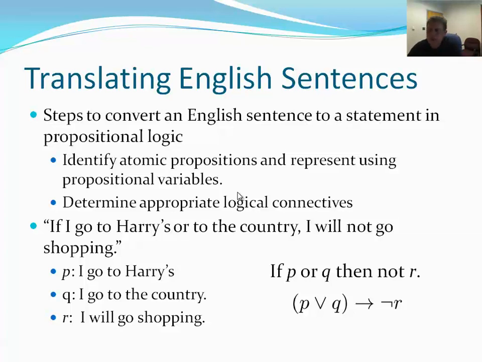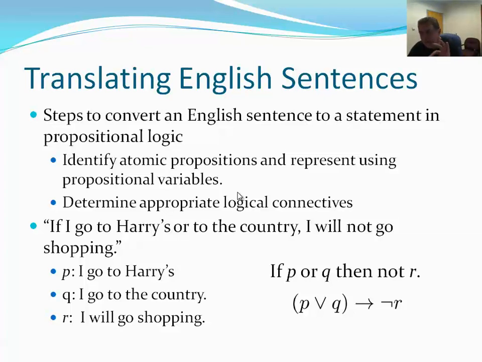So, the steps to convert an English sentence to a statement in propositional logic are: first, you identify atomic propositions and represent them using propositional variables. For example, if I say the water heater is not working, right? That is just one proposition, because it's a sentence stating a fact. Now, that could be true or false, meaning whether it is working or not working. But I'm saying something, and that is considered a proposition.